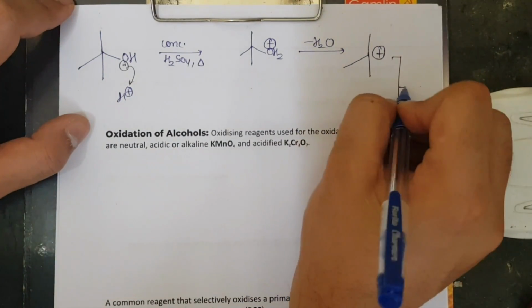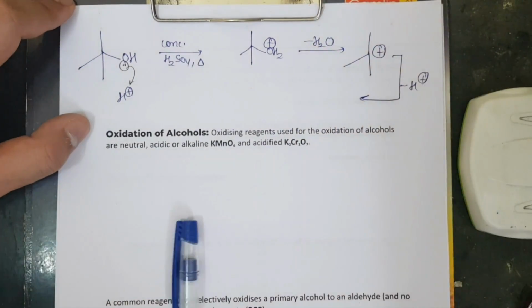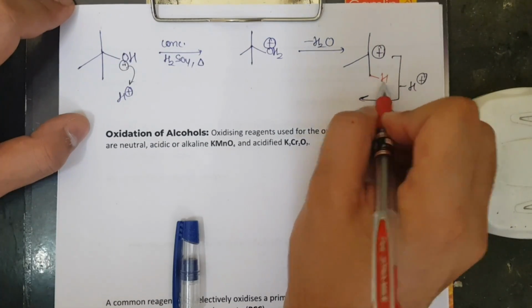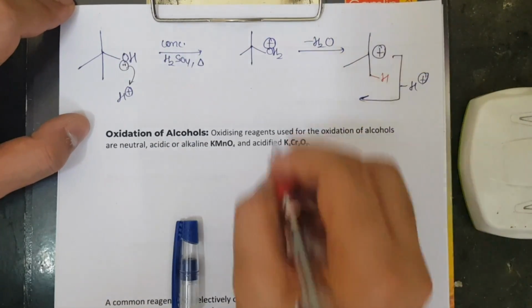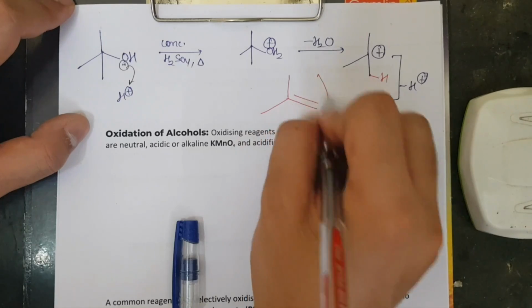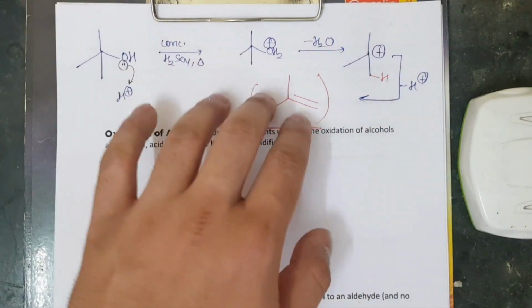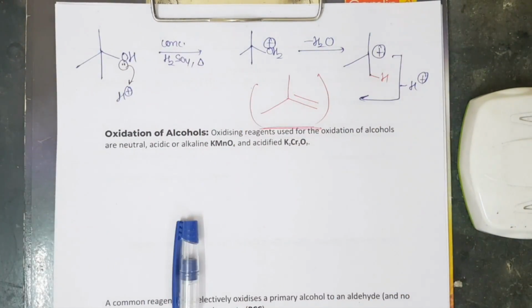Okay. Last step is the removal of H+. H+ is present here. Take H from any of these carbons, and we get the formation of this particular compound. So you can see that an alkene is formed on the dehydration of the alcohols.